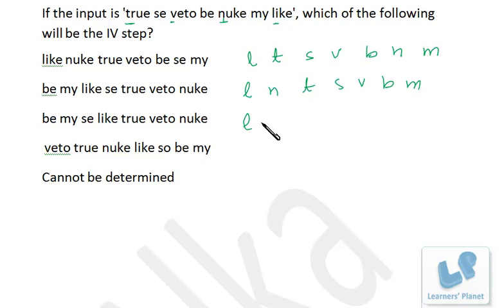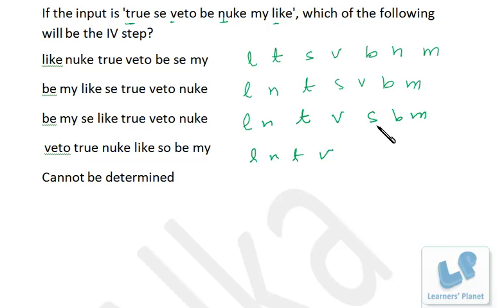Then the third step, L, N. After that, from T and V, T should come. So T is already there. Now V should come. So V is there. So S, B, M. Right? So this is the third step. But we are asked about the fourth step. So L, N, T, V.